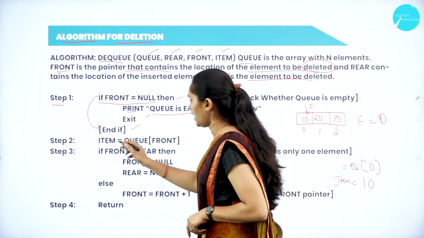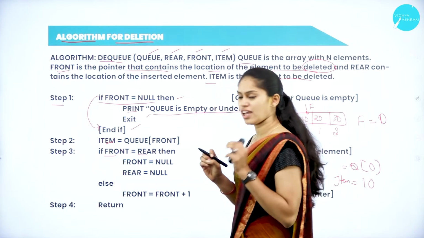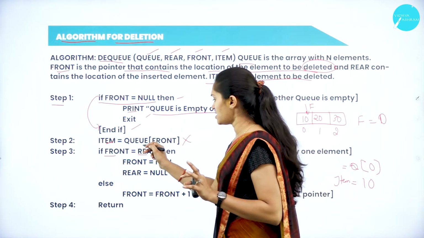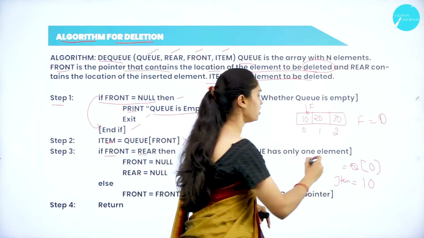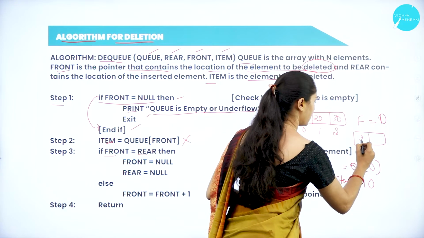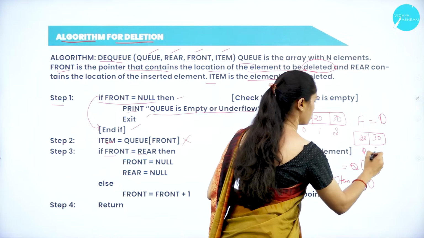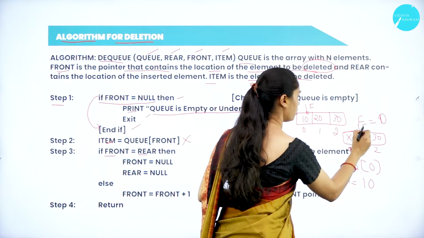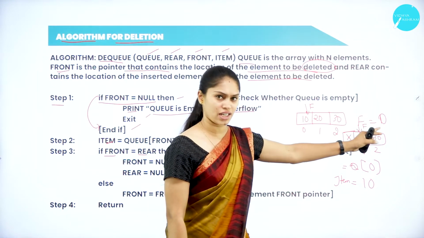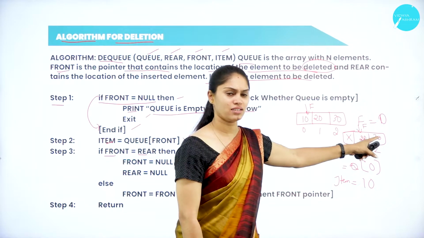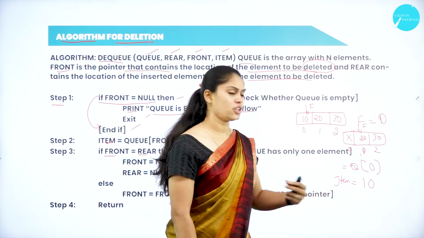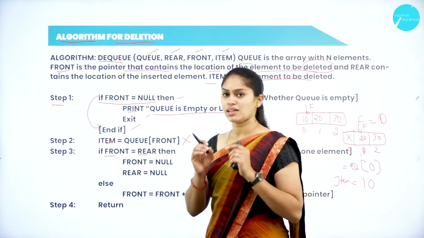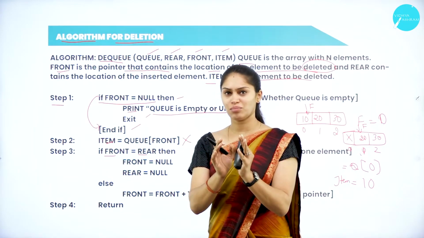So next, if front is equal to rear, if both are pointing to the same location. Now I have already deleted the element which was at queue of front. So what do we have here? We have only 20 and 30 in locations 1 and 2. Whatever was in 0 has been removed. Now front is pointing to location 1. We have 3 spaces, but only 2 elements, 20 and 30. So I am going to check if front is equal to rear, that is, if both are indicating the same thing.